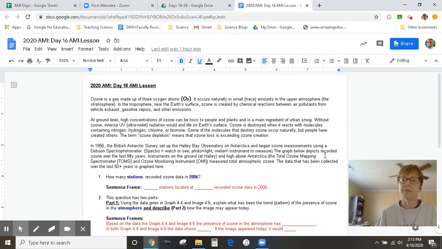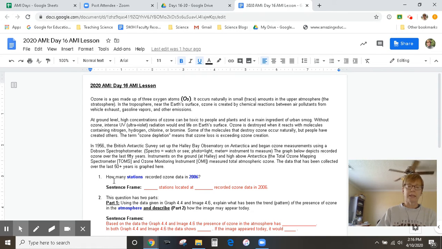The graph below depicts recorded ozone over the last 50 years. Instruments on the ground at Haley and high above Antarctica, the Total Ozone Mapping Spectrometer, or TOMS, and Ozone Monitoring Instrument, or OMI, measured total atmospheric ozone. So this might be a hint, because remember, the two questions ask us about atmosphere, and here's the word atmospheric ozone. The data that has been collected over the last 50 plus years is graphed here.